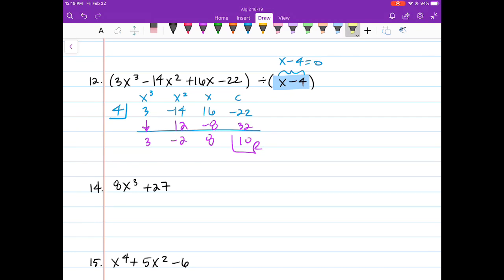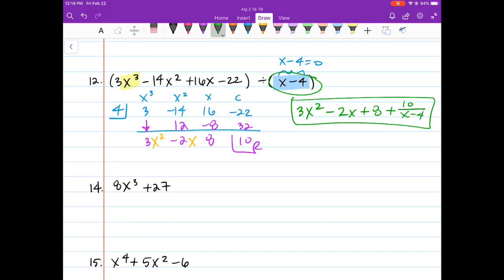And then we always lose 1 degree. So I started with an x cubed, so that brings me down to an x squared. And then x squared, x and constant. Don't forget about your remainder. So our final answer, 3x squared minus 2x, and then that's a positive 8. Your remainder goes as your numerator with whatever you were dividing by, x minus 4, as the denominator.